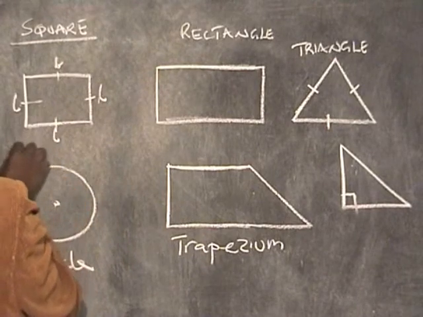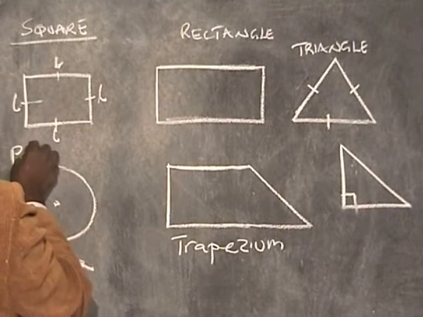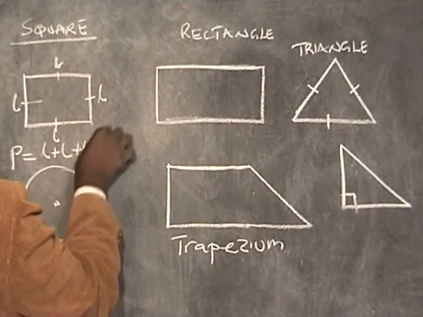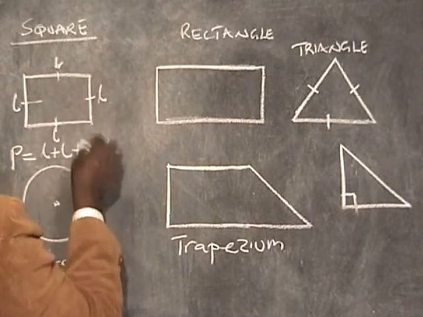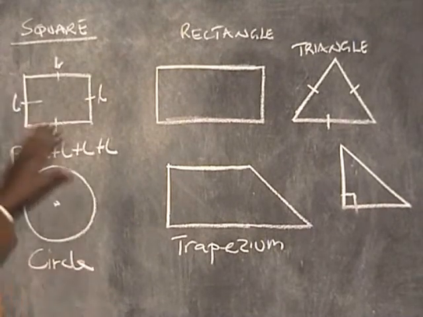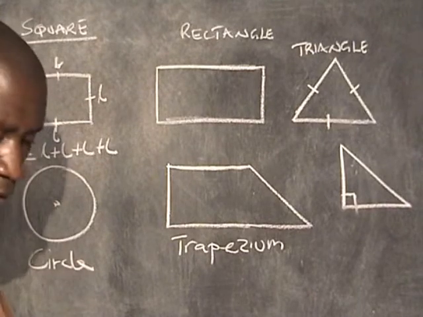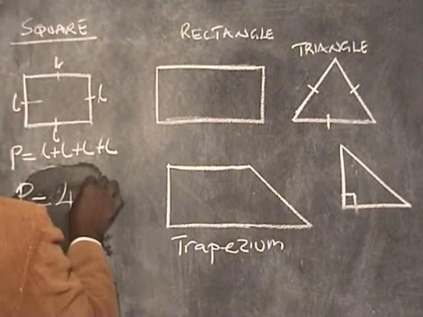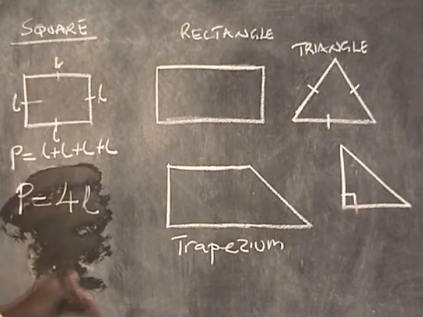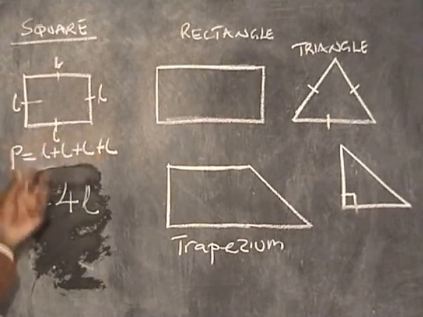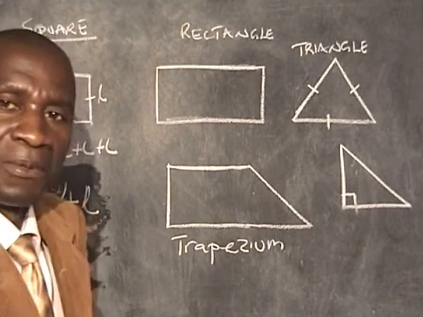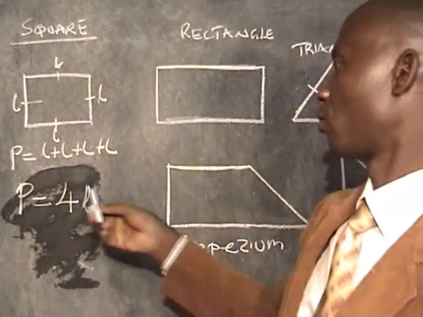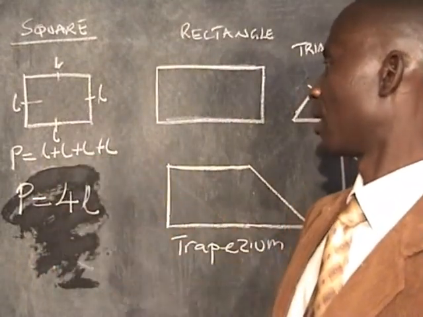So to find the perimeter is total distance around the shape. So this is L plus L. All the edges are equal. So the perimeter for this shape is said to be 4 multiplied by its length, since the edges are equal. And this is said to be the total distance around the shape. So if you are told to find the perimeter, then it means that they are telling you to find the total distance around the shape.